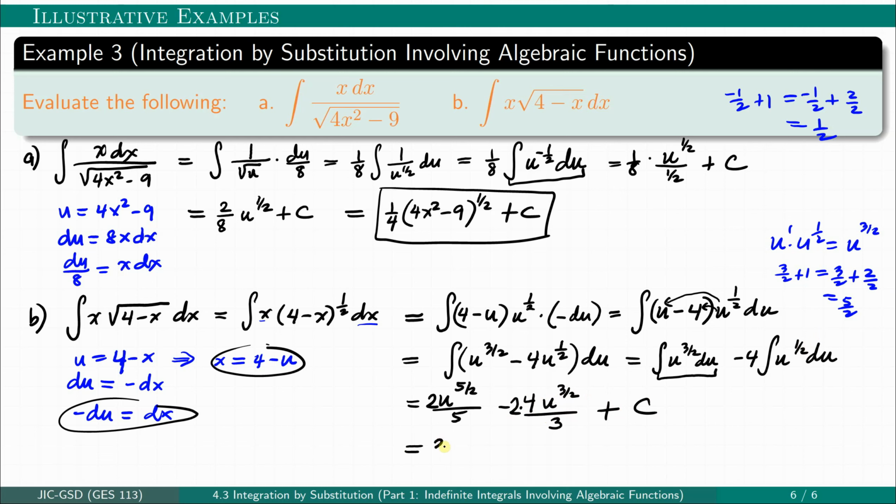So rewriting this now, we will get 2 over 5. The u is actually 4 minus x, so replacing that, we will have (4 minus x)^(5/2) minus 2 times 4 will be 8, and then we have 3 in the denominator. Replacing now the u, this will be (4 minus x)^(3/2) plus the constant c.